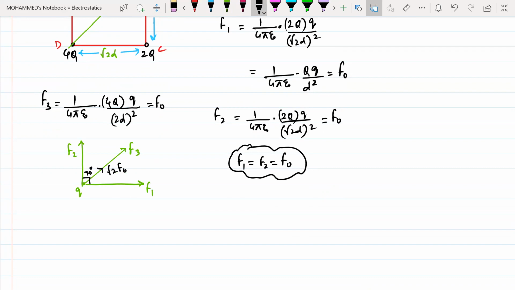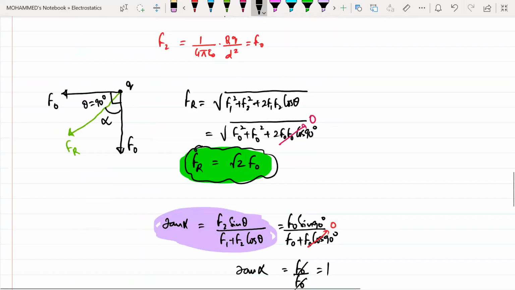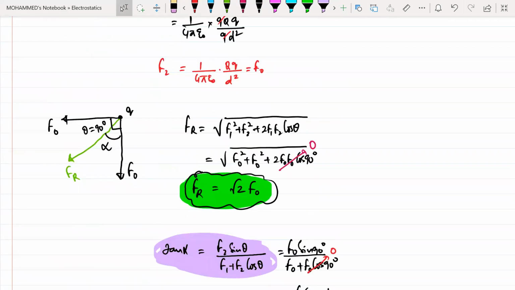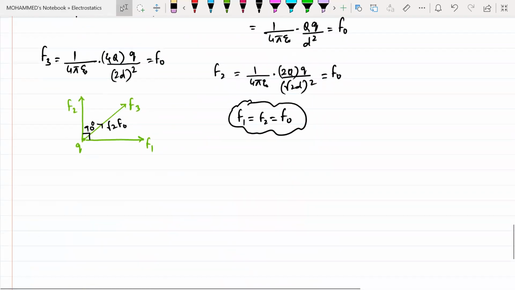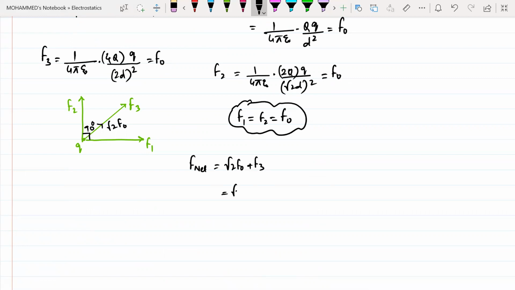If the angle between them is 90 degrees, the resultant will become how much? F1 and F2 are both the same. FR, how much did I get? Root 2 times of F0. Now what will be the F net, beta? Net force will be equal to root 2 times of F0 plus F3. F3 value is also equal to F0. That means it will become root 2 plus 1 into F0. Is that clear?